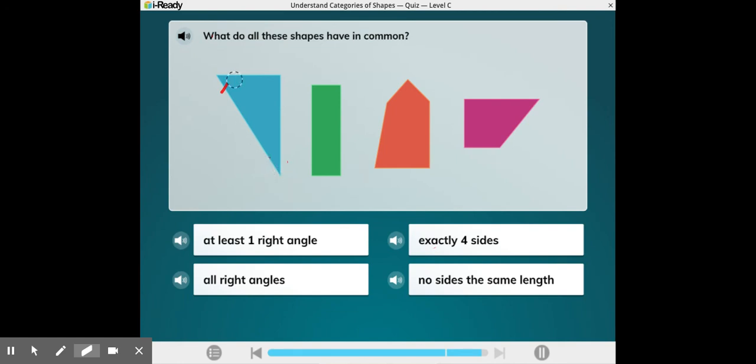Gosh, this feels so silly. All right, let's pick our answer. At least 1 right angle. All right, I think that's the last question it's going to show me.